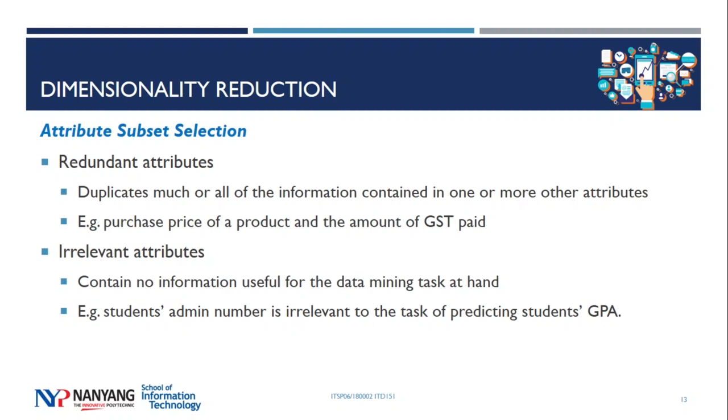When we do selection, we need to avoid adding redundant or irrelevant data attributes. For example, in this case, the student's admin number is irrelevant to the task of predicting students' GPA. So when we want to analyze the factors influencing students' GPA, we will not include the student's admin number.